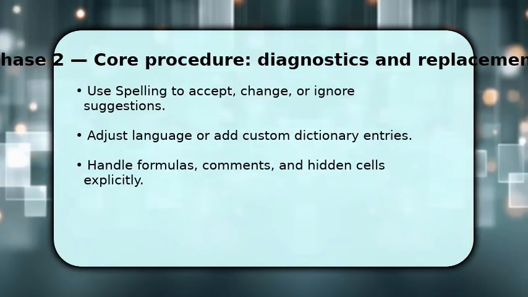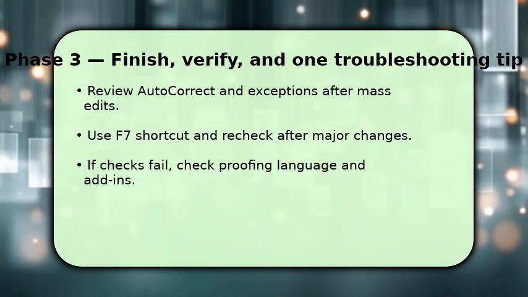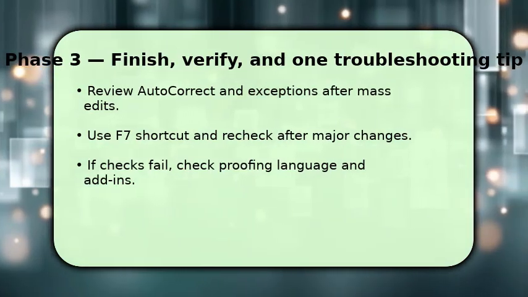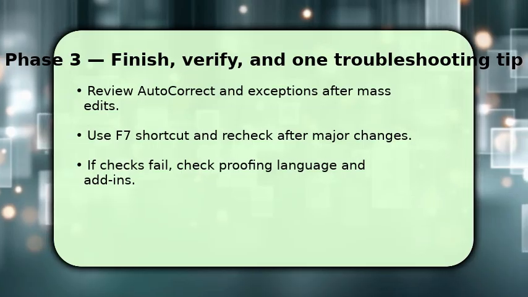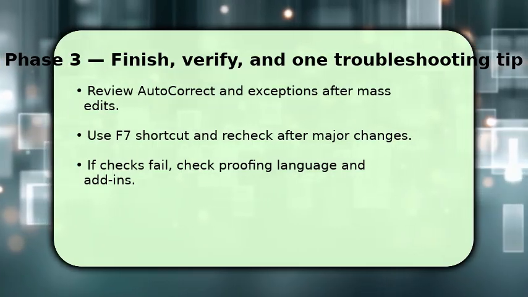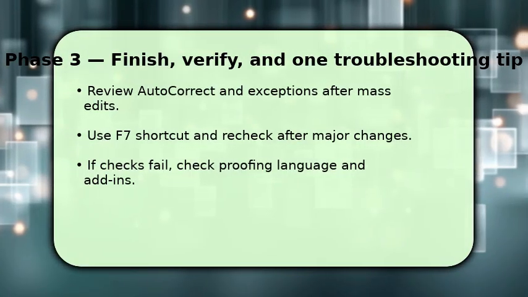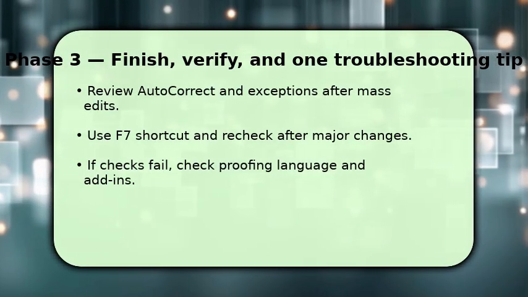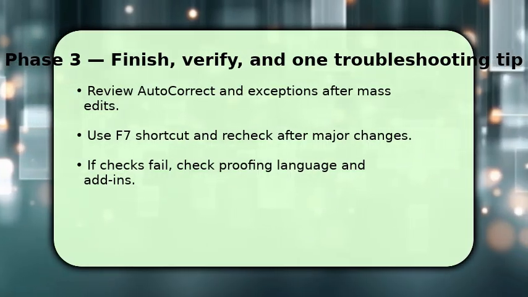Make sure to rerun after major edits to confirm consistency. Complete the pass by reviewing auto-correct entries and the exceptions list. This prevents unwanted automatic substitutions later. Use F7 as a quick shortcut to repeat a full workbook check and rerun after bulk edits so nothing slips through. If the checker stops or reports nothing when errors exist, troubleshoot.